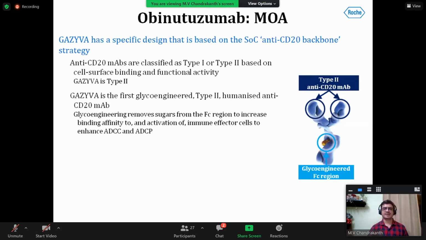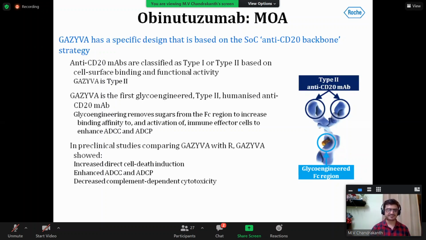So, how do these antibodies really kill the target cells? Whether you take rituximab or obinutuzumab, they target those cells that express CD20. It is a very potent anti-CD20, and it affects normal cells which express CD20 too. The way it is lethal to cancer cells is by ADCC and ADCP. Obinutuzumab is different from rituximab in that it has a better ADCC and a much better ADCP.